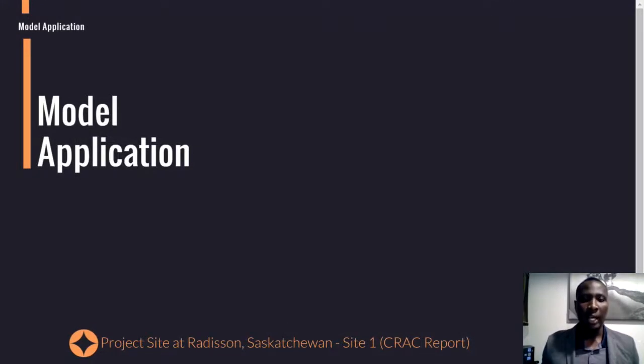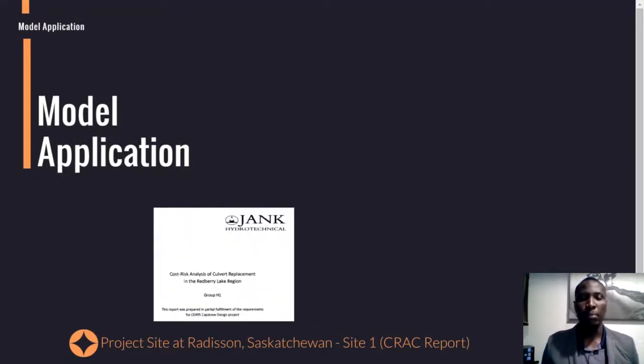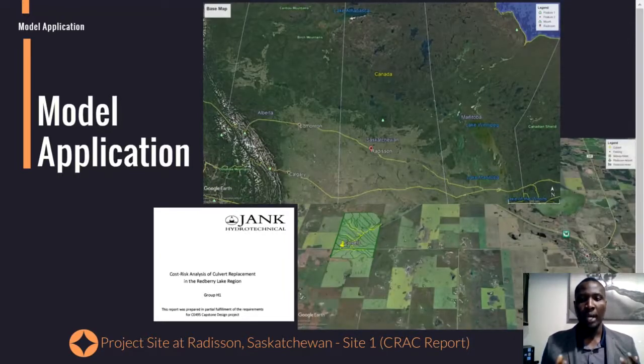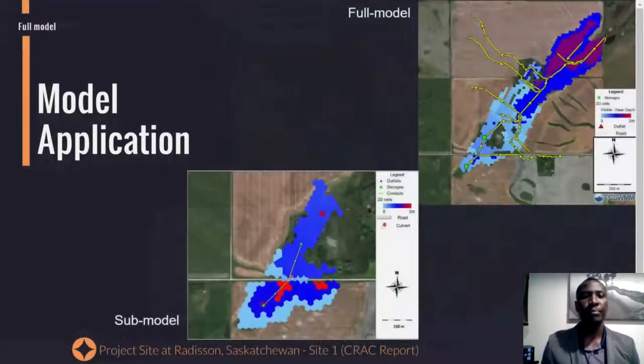So because we didn't have access or the opportunity to go out and do field reports, we went back to 2012 to look at a report where they assessed the Radisson area, Saskatchewan, and we only selected a site with one culvert. And the reason was because we wanted simplicity for our pilot study.